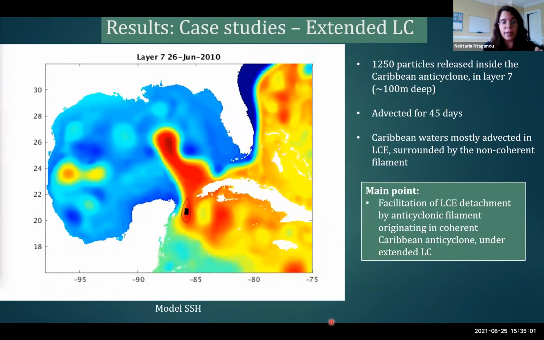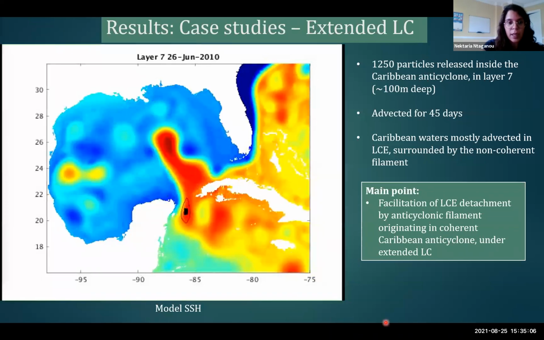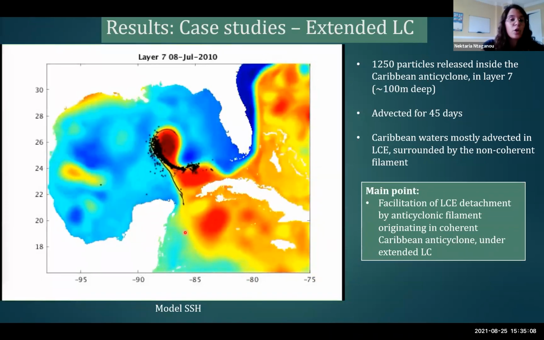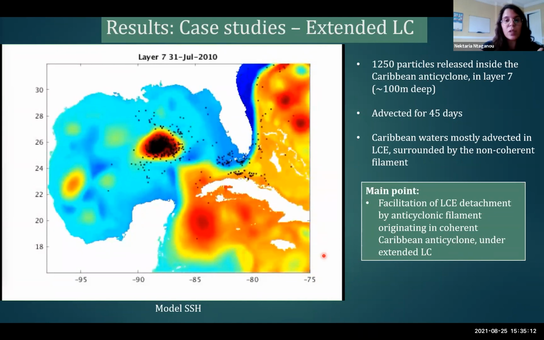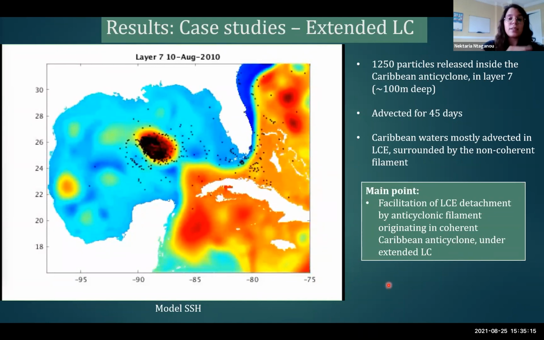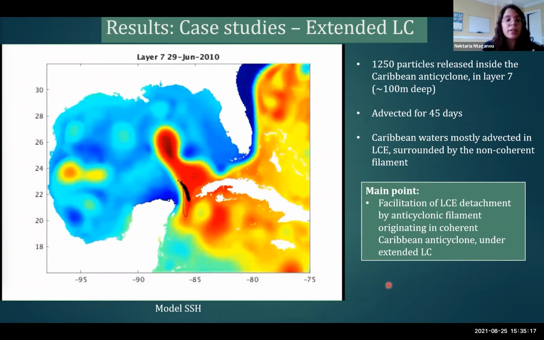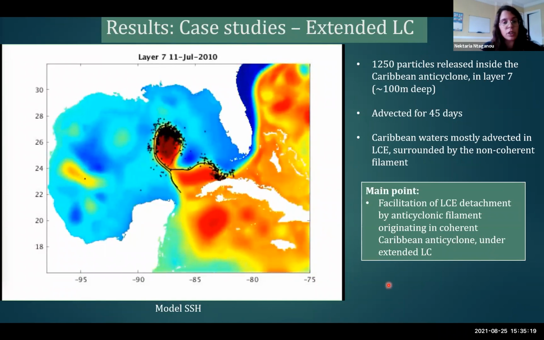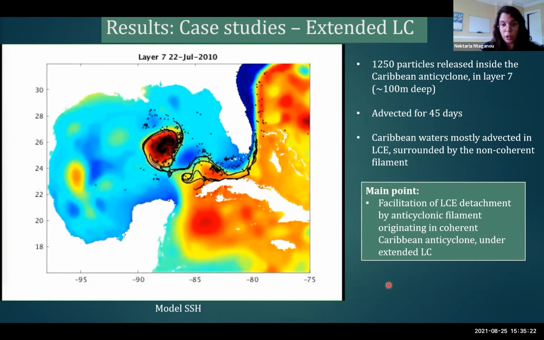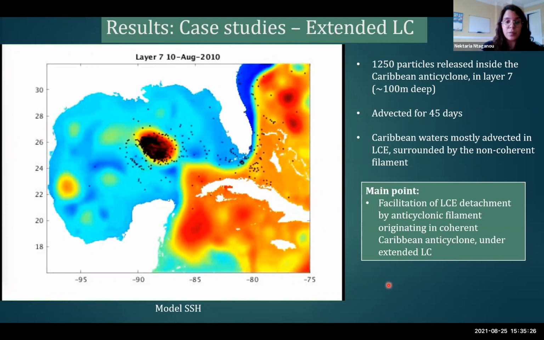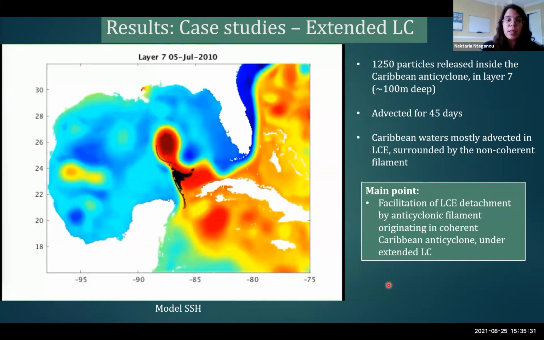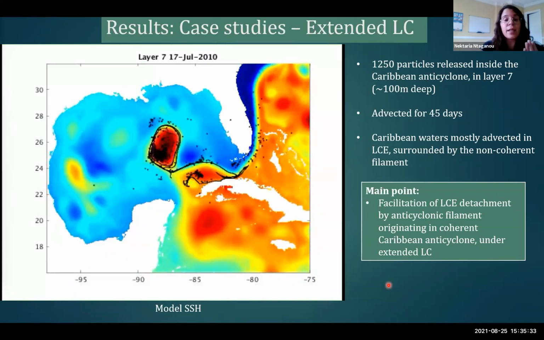This is an example of layer 7, around 100 meters deep. So the Caribbean waters, as you see in the animation, are mostly advected in the Loop Current Eddy that is surrounded by the non-coherent filament originating in the Caribbean anticyclone. This indicates that the Loop Current Eddy detachment is facilitated by this anticyclonic filament that comes from a Caribbean anticyclone under an extended LC.